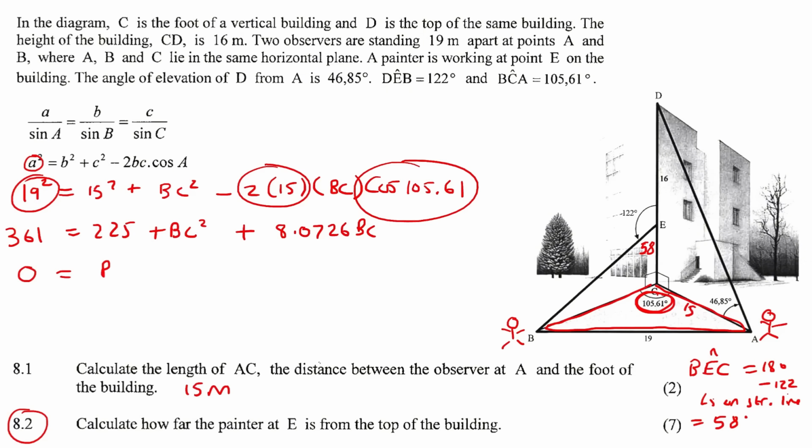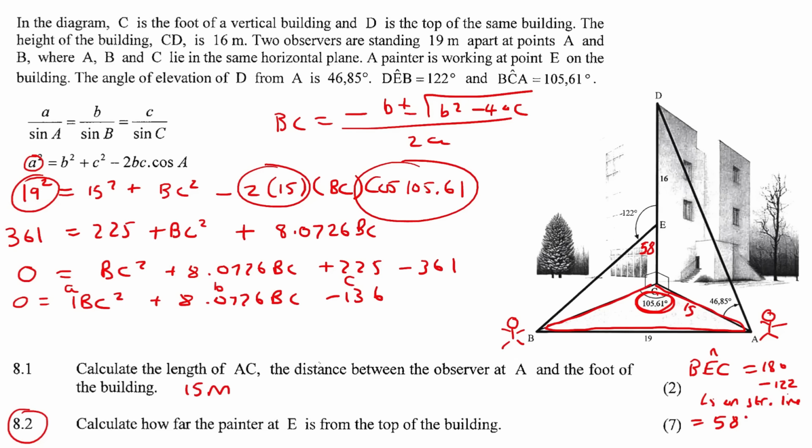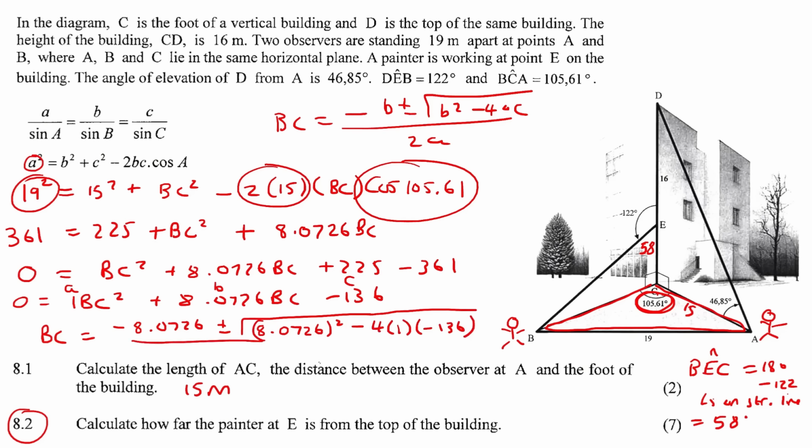So you just take everything to the one side, and then you're going to have 225 minus 361. So it's going to become minus 136. And then I'm just going to use the quadratic formula. So BC will be equal to negative B plus minus the square root of B squared minus 4AC, over 2A. So we know that this would be our A value, the number in the front, this would be our B value, and this would be our C value. And so when we fill that in, they want to see you fill this in, okay? So it's going to be minus 8.0726 plus minus 8.0726 squared minus 4, and then all of that over 2.